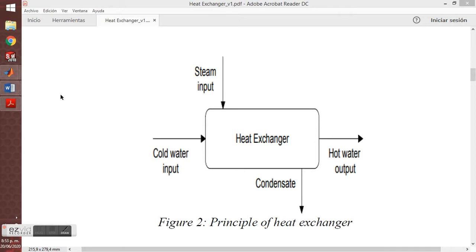Heat exchanger system. General description. A heat exchanger transfers heat between two fluids without mixing them up. The dynamics of a heat exchanger depends on many factors like temperature difference, heat transfer area, flow rate of fluids, and flow patterns. Heat exchangers find widespread applications in different industries such as petroleum, food, petrochemical, power generation, nuclear, spacecraft, etc. The basic principle of a heat exchanger is shown in figure number 2.